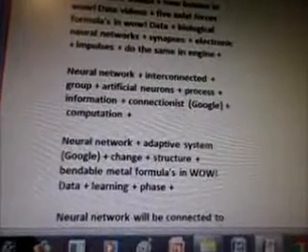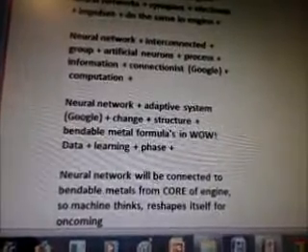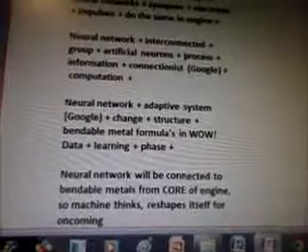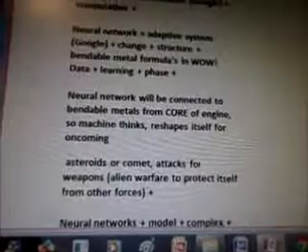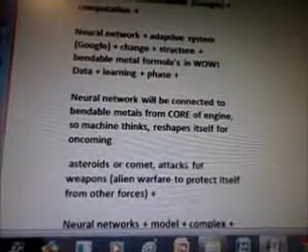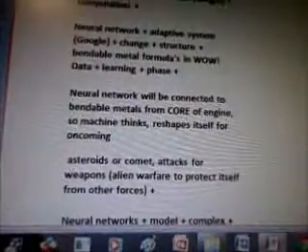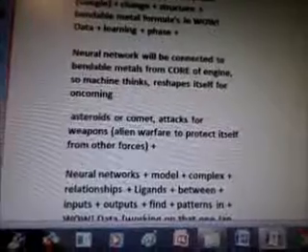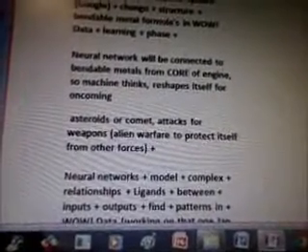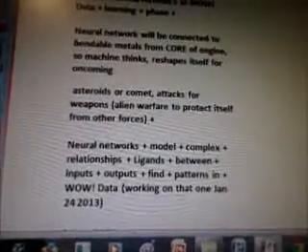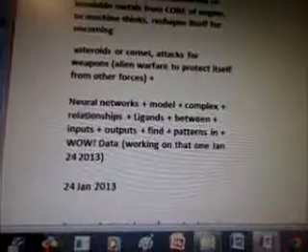Neural network, interconnected group, artificial neurons, process information, connectionist, computation, neural network, adaptive system, change structure, bendable metal formulas, and WOW data. Learning phase, neural network will be connected to bendable metals from core of engine, so machine thinks, reshapes itself for oncoming asteroids or comets, attacks for weapons, alien warfare to protect itself from other forces.